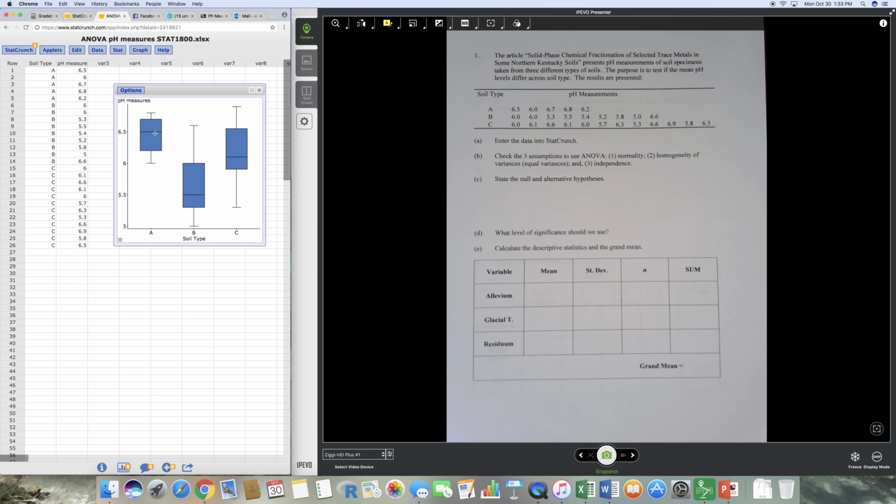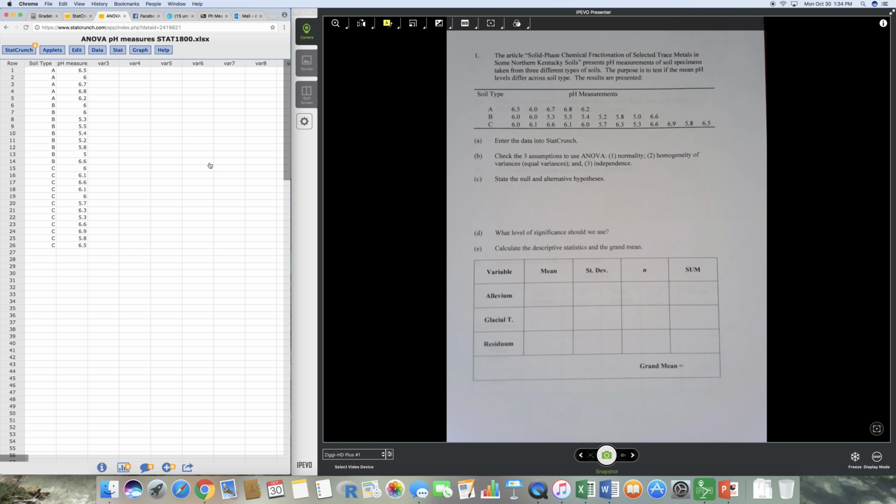So just kind of making an educated guess here. It looks like to me that there may be significance between A and B and B and C. It looks like A and C will most likely turn out to be equal means, and B will be the one that's not equal. But I don't know that yet. Independence, really independence is part of your experimental design, your data collection. You have to ensure that these measurements from each of the soil types aren't in some way related. Homogeneity of variance, we'll check that when we run our analysis on StatCrunch.